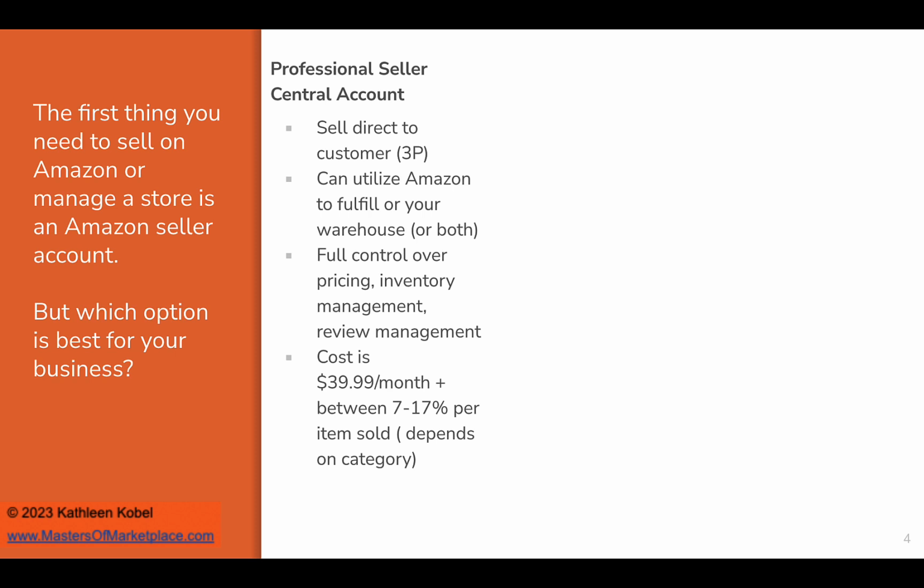And there's a couple different ways we can do that, right? So the first one is the professional seller central account. This is where you're actually selling direct to the customer. Some people call this 3P or third party selling, where you are selling directly to the Amazon customer. So you'll see this on listings where it maybe says, sold by XYZ company, ships by Amazon, things like that. Those are your third party sellers.